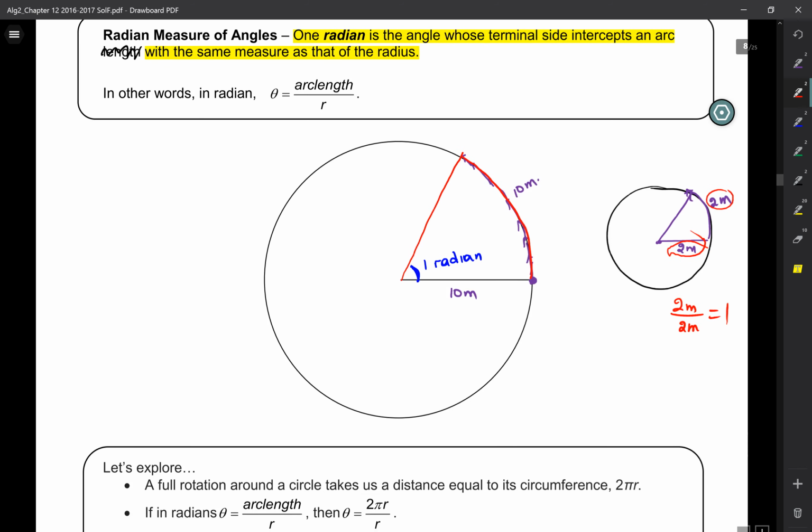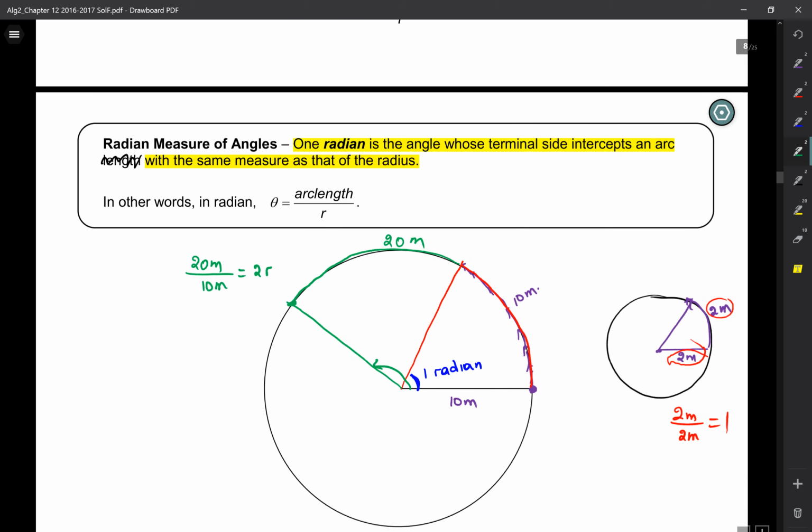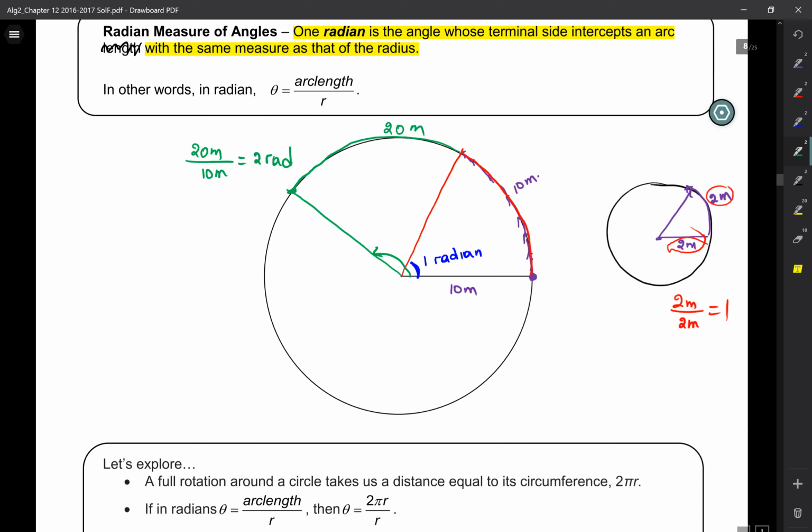Now, suppose you get carried away here and you just keep walking. Suppose you walk another 10 meters. Now you've walked a total of 20 meters. So the angle that you've created is this. How many radians is that? 2 radians. So 20 meters over 10 meters is 2 radians. Yes, it can be a decimal.